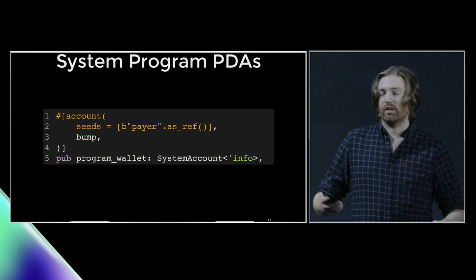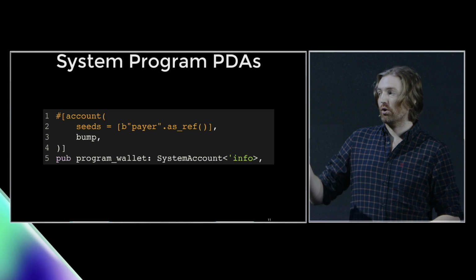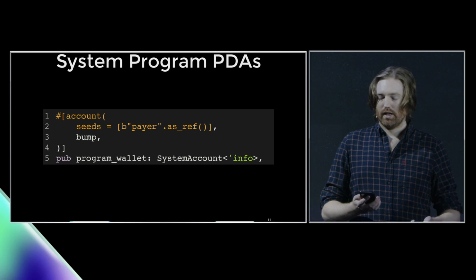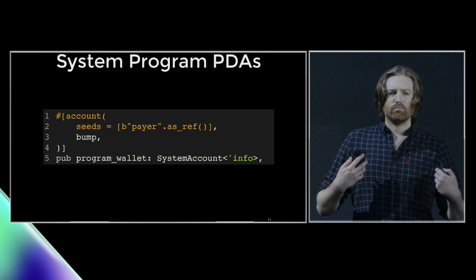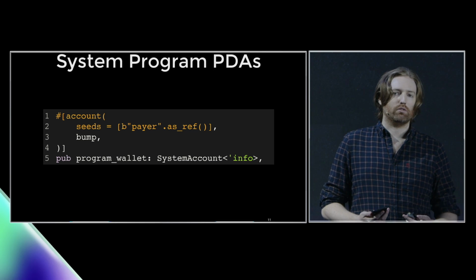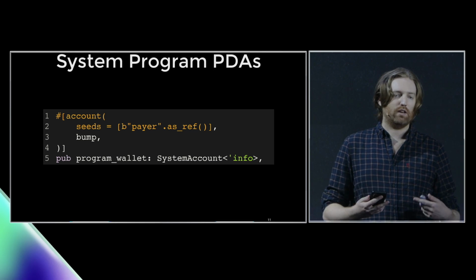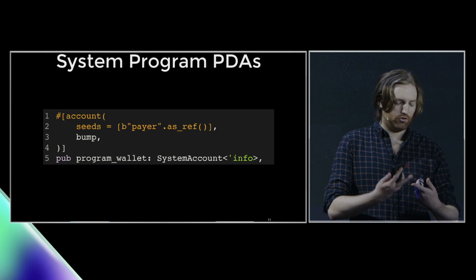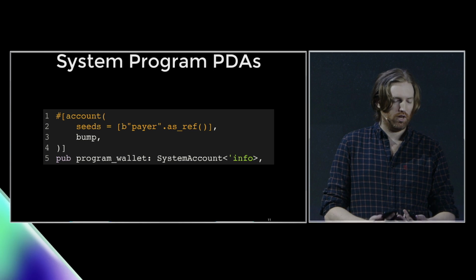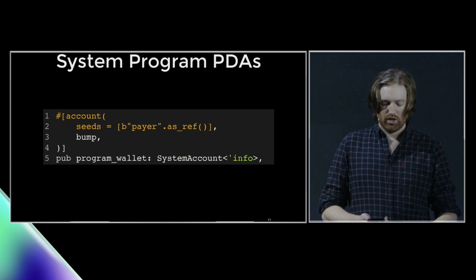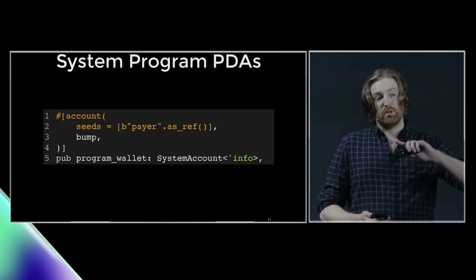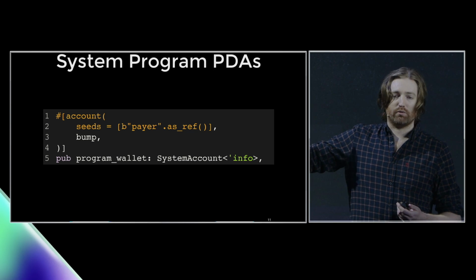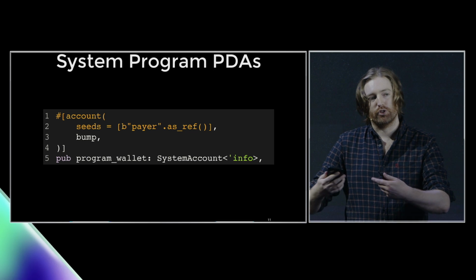But more interestingly is to have a system program-owned PDA. And why would you want something like that? Well, if you want to use create account, which is sort of a simplification for using the system program to create a new account, assign the data, transfer the lamports, and assign it to an owner, you need a system program account to be the payer for that. This allows you to have a program-derived address be the payer for all of your new accounts.